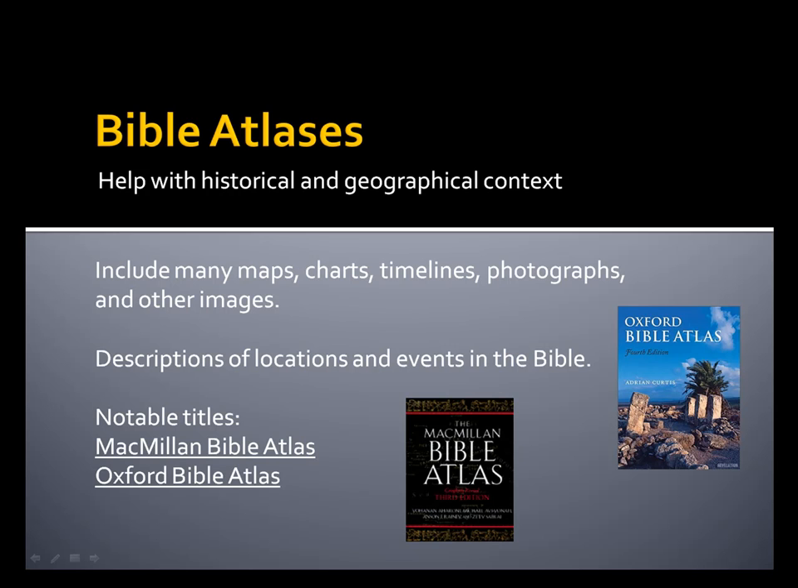For example, one can see the different people groups in a given location before, during, and after a given time period. One can also trace the routes of various journeys described in the Bible, or notice how geography and climate are significant to biblical events. Some notable Bible atlases include the Macmillan Bible Atlas and the Oxford Bible Atlas.